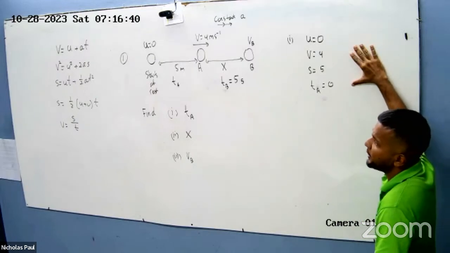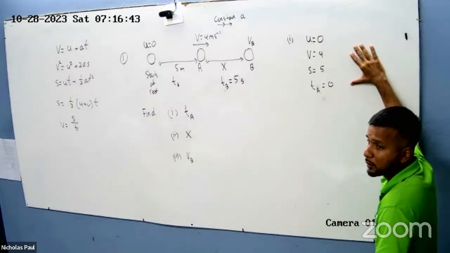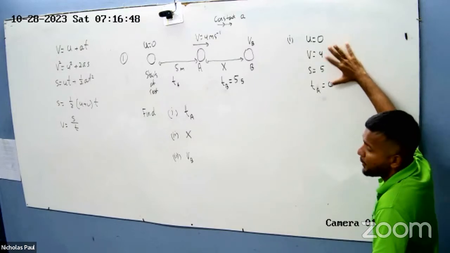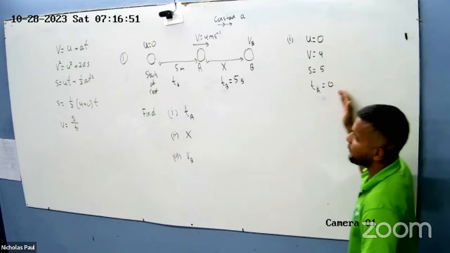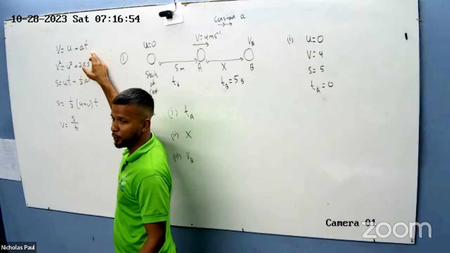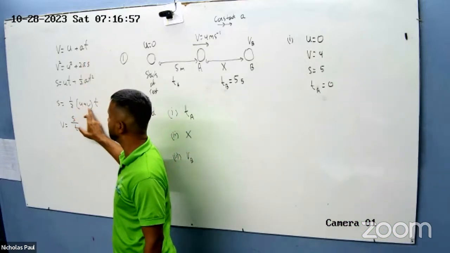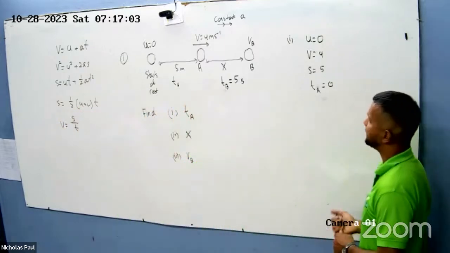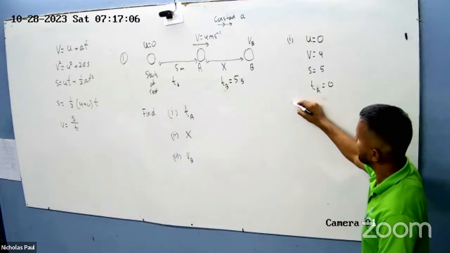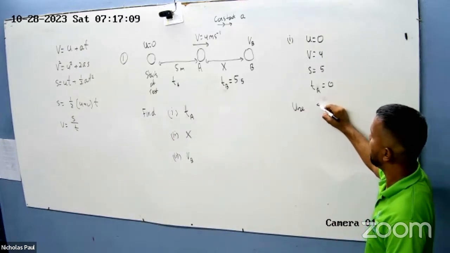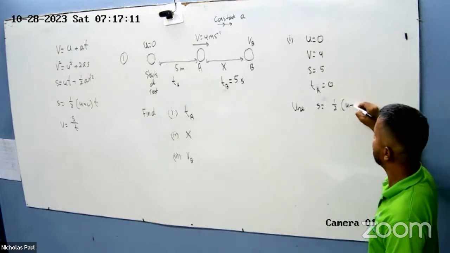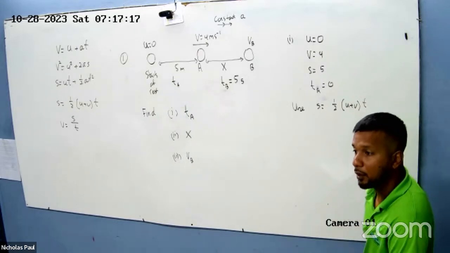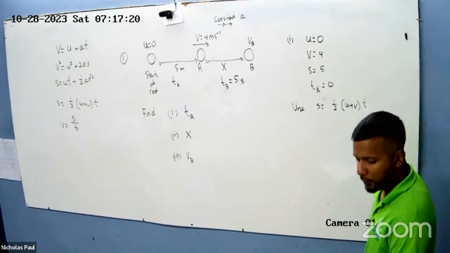Right, so which equation here could we use earlier? The fourth one, because we have U, we have V, and we have S. Based on the quantities that we have, we can't use anything with A in it because we don't have A. So we have to use this one here: S is equal to a half U plus V by T. Use that equation and solve for T. Work it out.